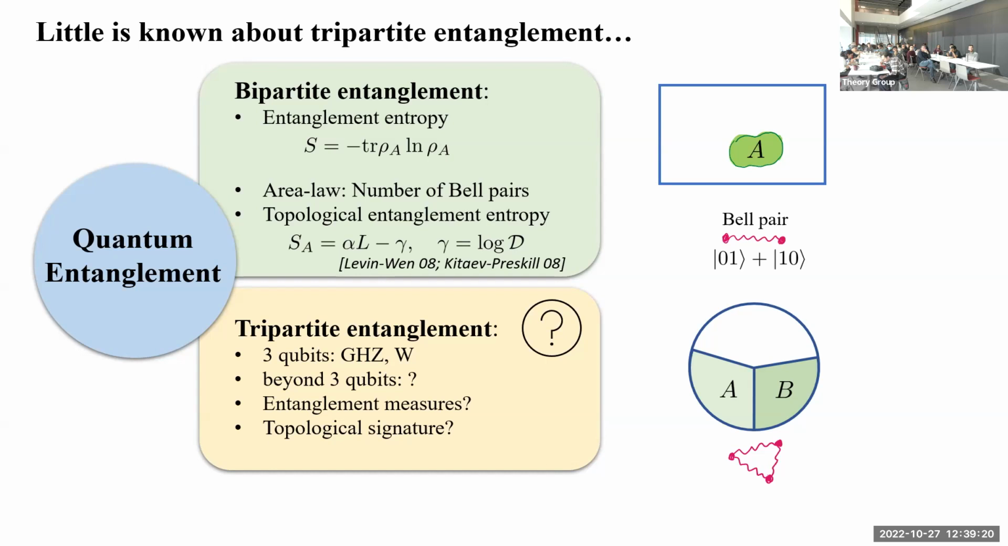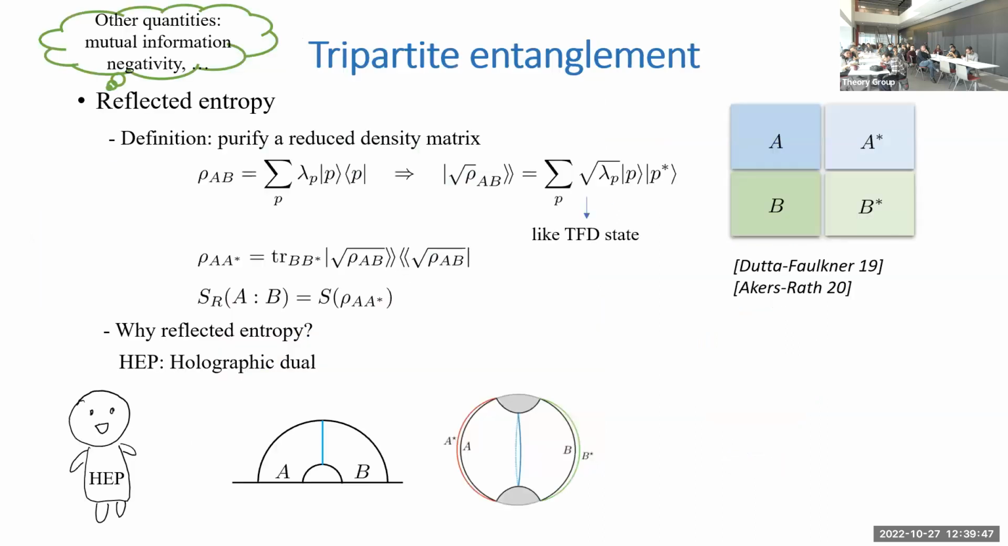And a related question is how to define proper entanglement measures to detect the different types of entanglement structure. And a specific question is: suppose we compute that on a topological system, what kind of signature can we see? So many are still open questions that are very interesting.